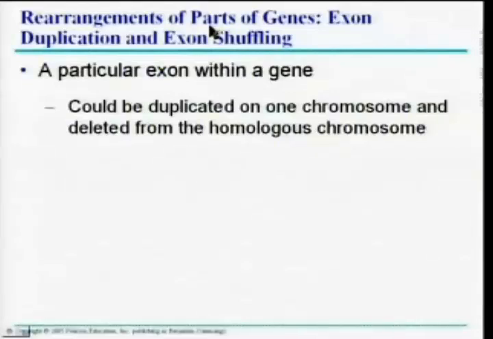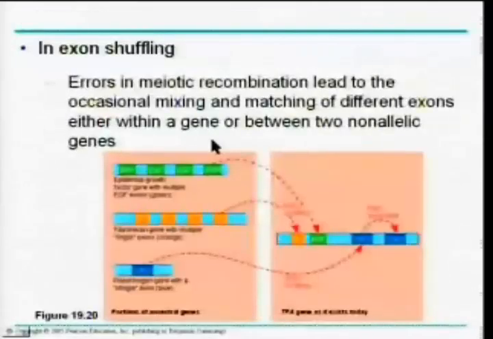Rearrangements of parts of genes, the exon duplication and exon shuffling: a particular exon within a gene could be duplicated on one chromosome and deleted from the homologous chromosome. So in exon shuffling, errors in meiotic recombination lead to the occasional mixing and matching of different exons, either within a gene or between two non-allelic genes. So this figure is showing the evolution of a new gene by exon shuffling.